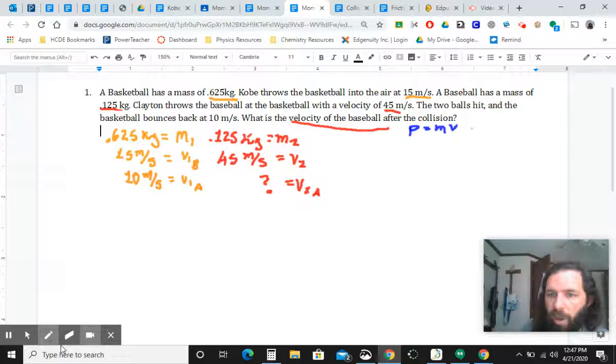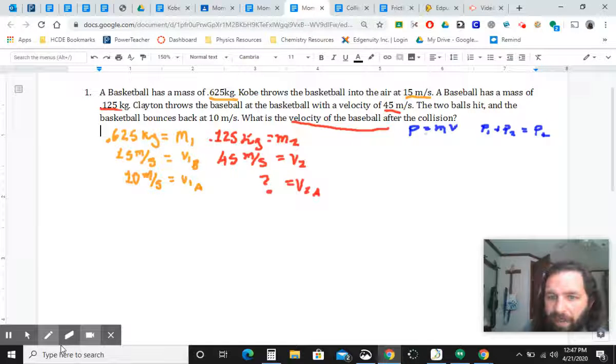We also know that if I have more than one object, I can just add their momentums together, and that will tell me the total momentum. Sorry, I'm trying to write small here so we can fit this whole thing without having to scroll down, so we can still see it all here.